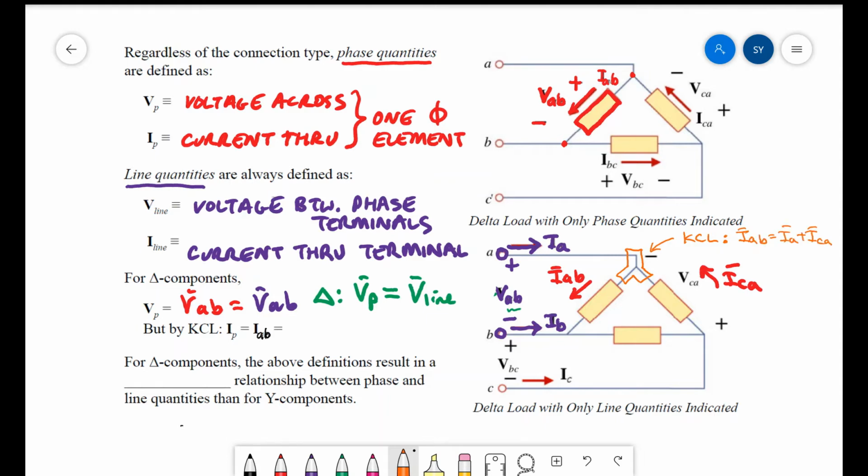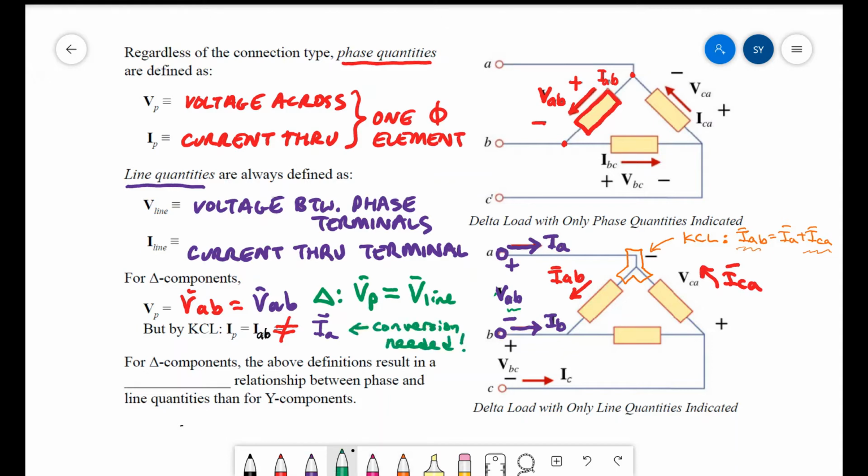If I know that IAB and ICA are identical except for 120 degrees apart, then by definition I know IA cannot equal IAB. Therefore, we come to the result that the phase current, IAB, does not equal the line current, IA. In fact, they're going to be related by a conversion factor.